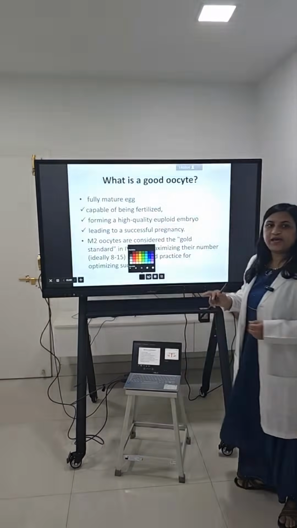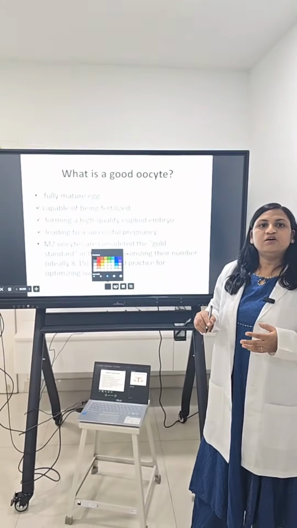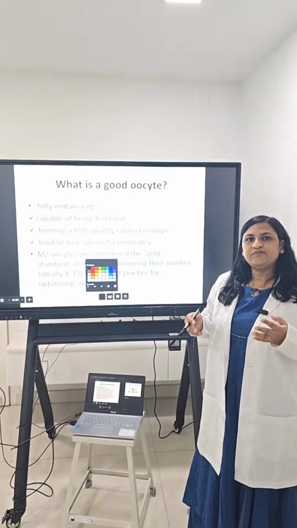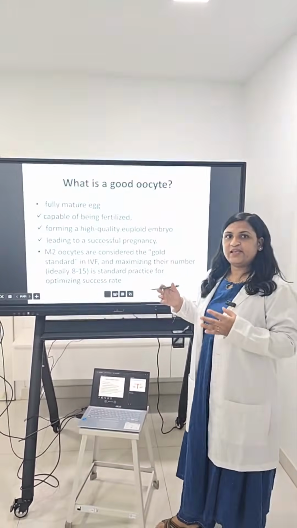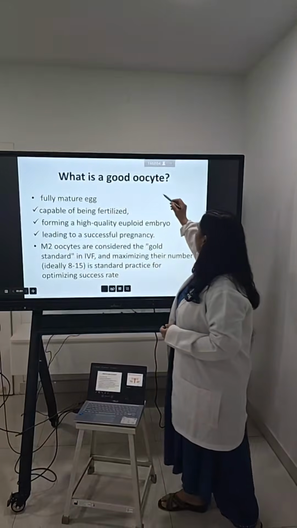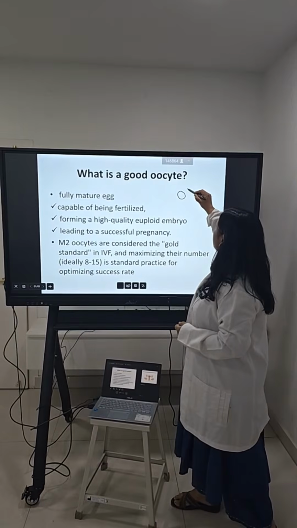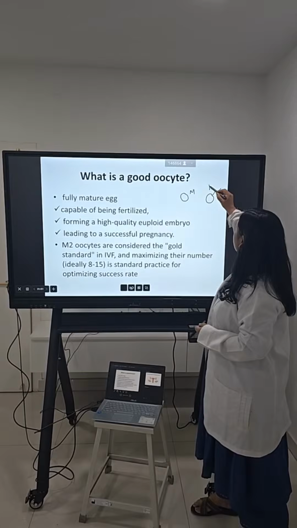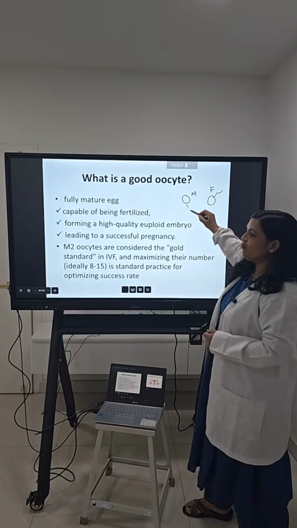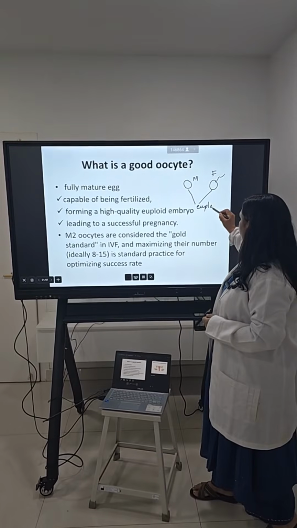The main aim of doing an IVF is formation of a healthy embryo, which results in a good pregnancy. This healthy pregnancy is the result of fusion of two germ cells. One is the egg, which comes from the mother, another is the sperm, which comes from the father. These two fuse to form a euploid embryo.